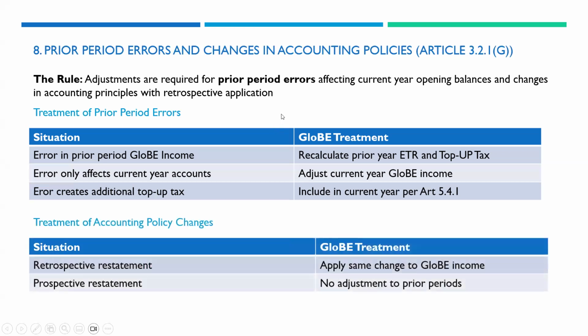Fantastic. Now, treatment of accounting policy changes. Now, if there is a retrospective application, apply the same change to GloBE income. That is, if there is a retrospective application and changes for that is coming this year, then you have to take it to recalculate last year's and you would include that in charging provision. You will not include it here. If it's a prospective application, then no need of any adjustments. Okay. Fantastic. So this also is something that you have to take care.